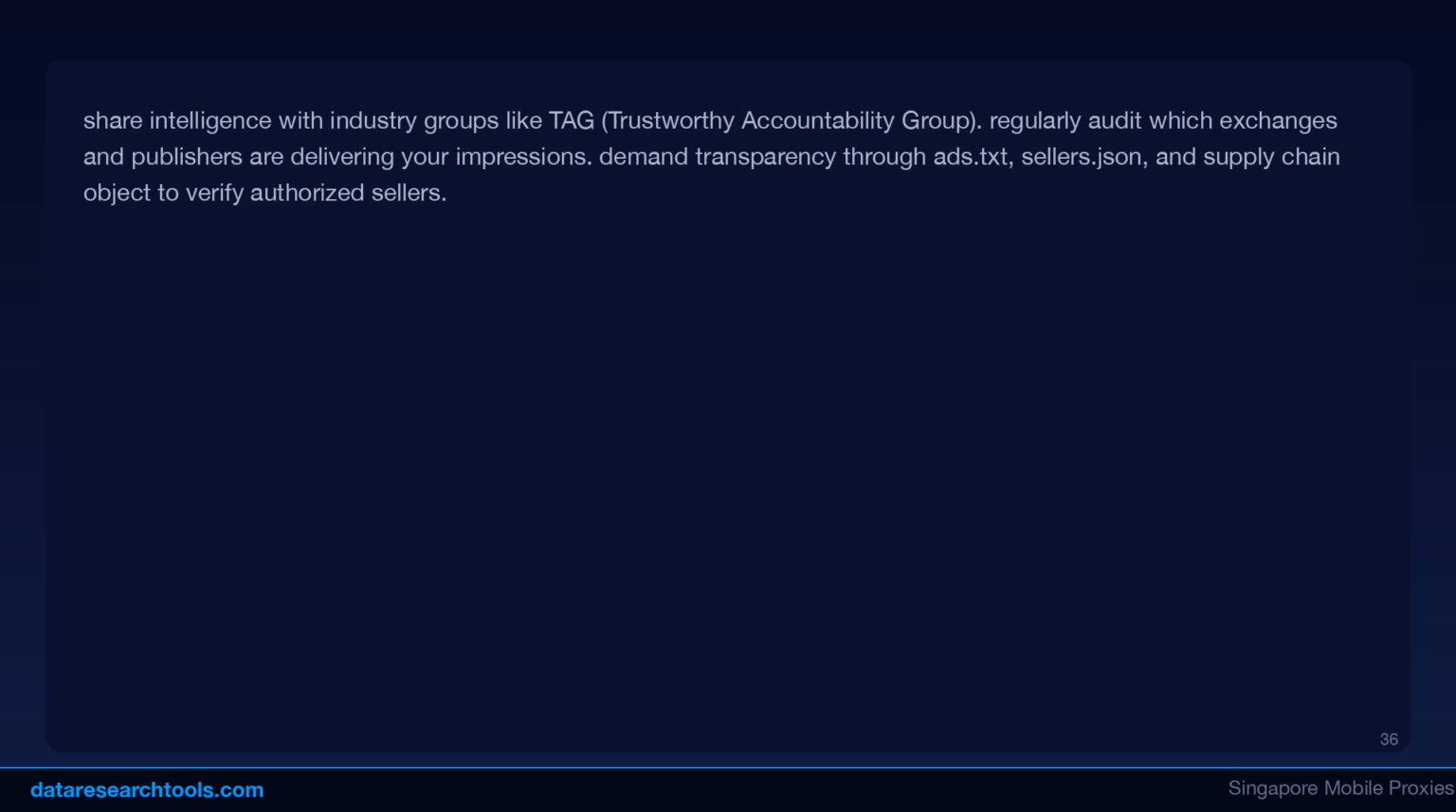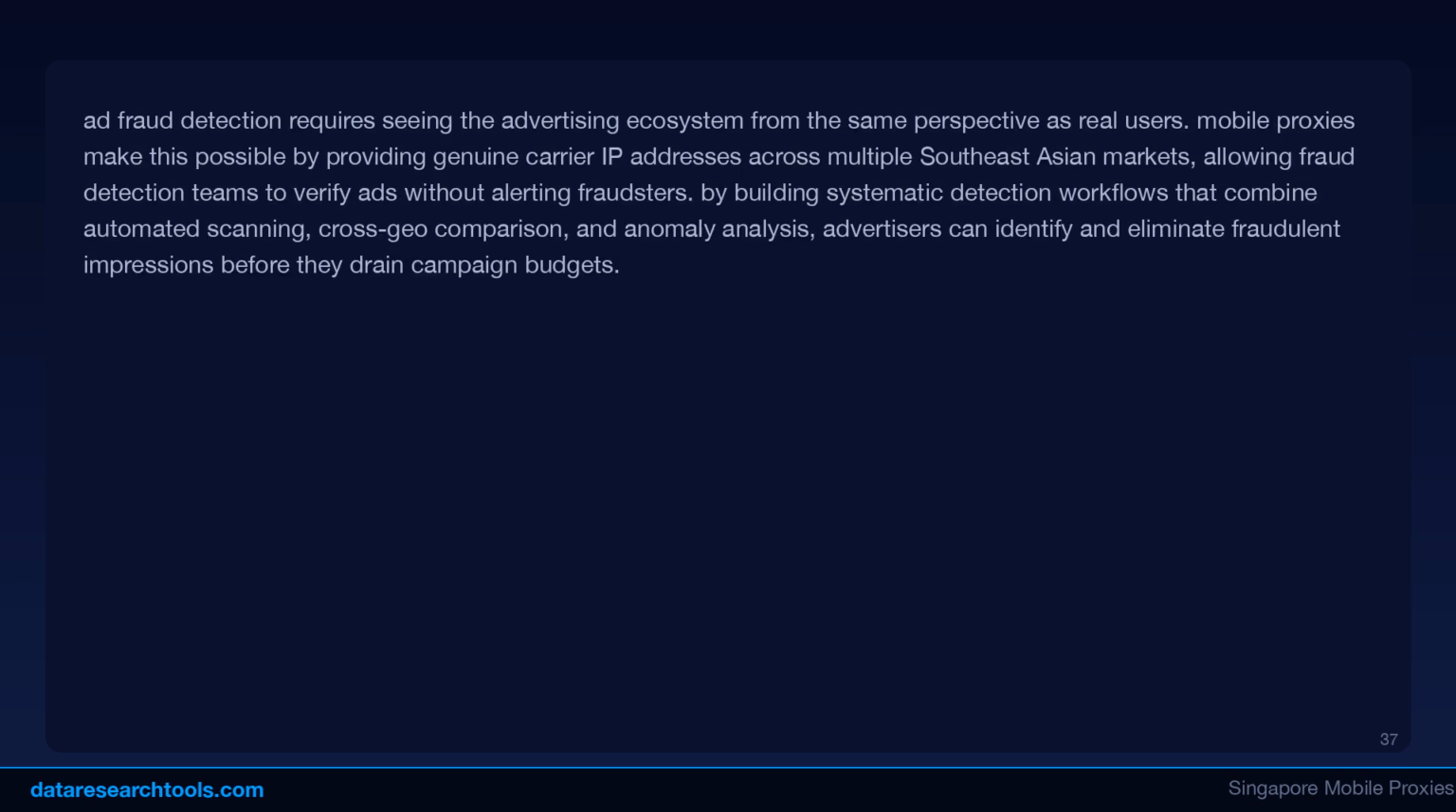Share intelligence with industry groups like TAG, the Trustworthy Accountability Group. Regularly audit which exchanges and publishers are delivering your impressions. Demand transparency through ads.txt, sellers.json, and the supply chain object to verify authorized sellers.